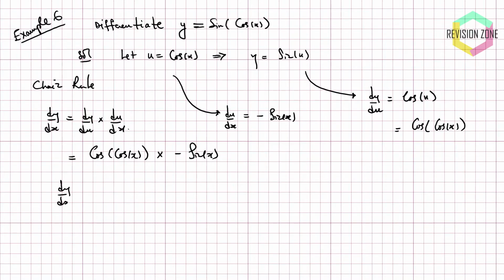So my dy by dx now turns out to be minus sine x multiplied by cos of sine x. And here we have it. So we have our derivative.